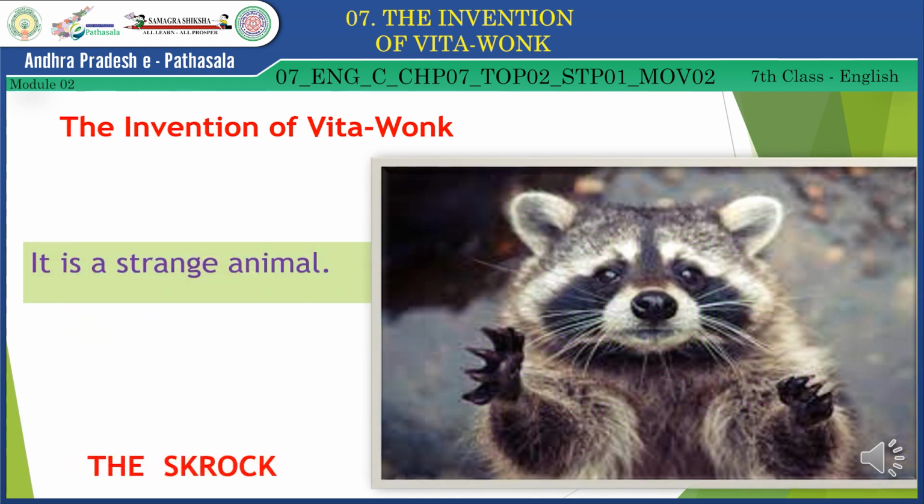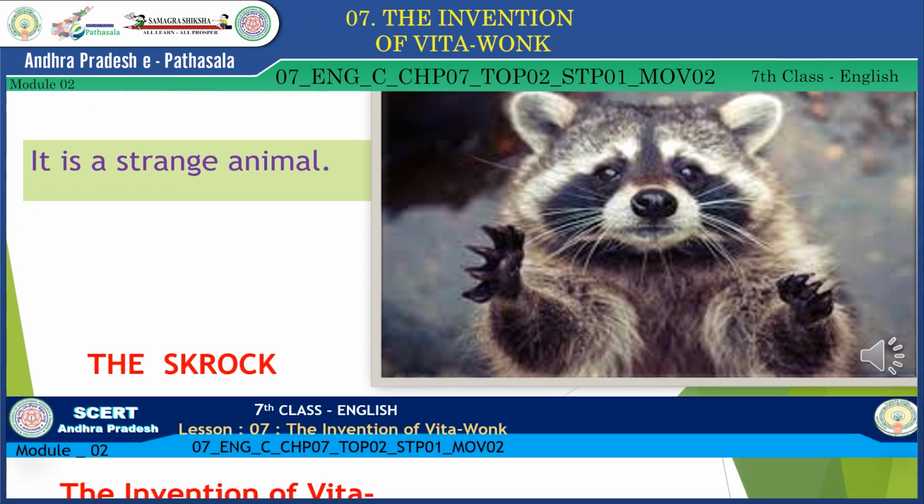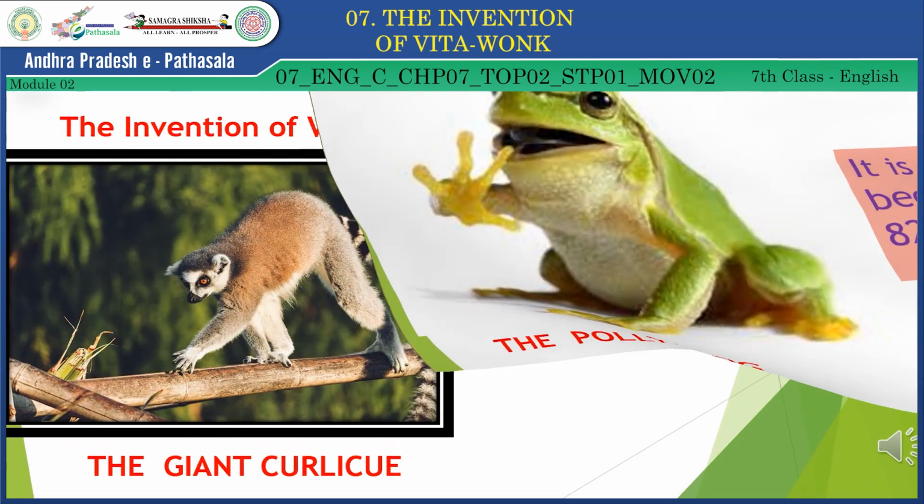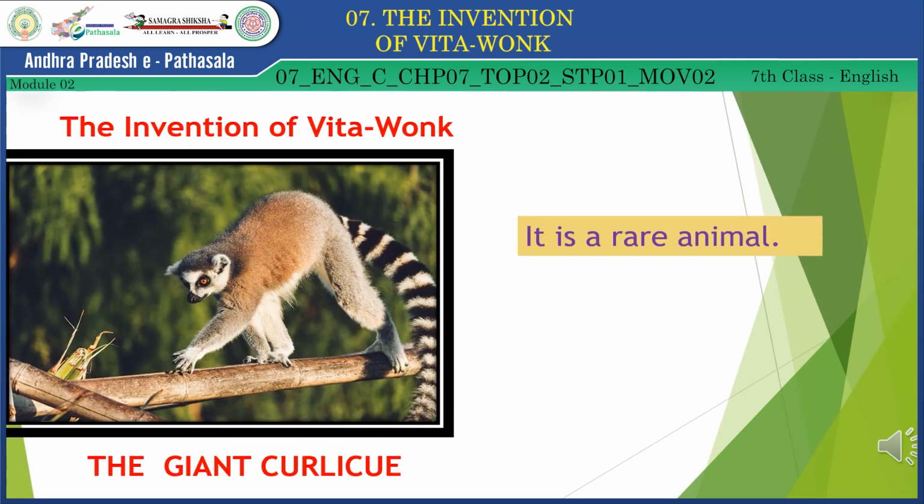The skrak. The skrak is a strange animal. The polyfrog. It is a type of frog which becomes a polyfrog from a wood frog after 82 years. The giant curlicue. The giant curlicue is a rare animal.